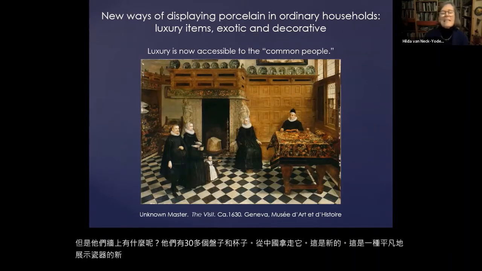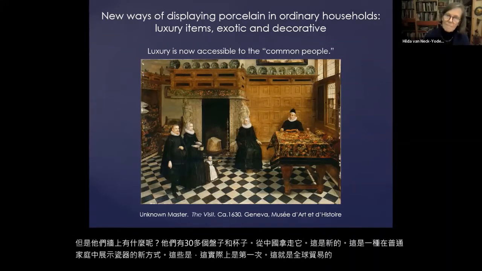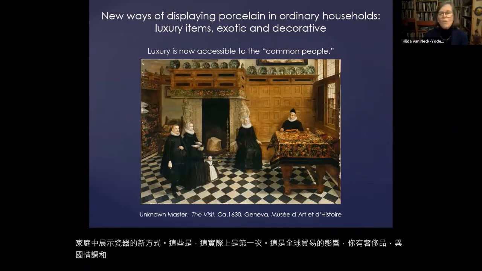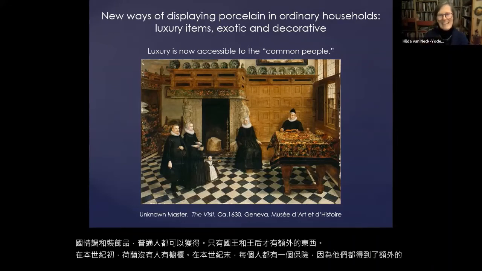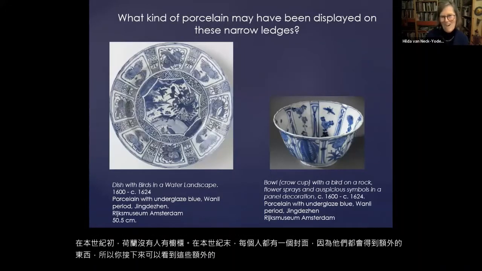This is actually for the first time the effect of global trade, that you have luxury items, exotic and decorative, that are accessible to common people. Only kings and queens have extra stuff. In the beginning of the century, nobody had a cupboard in Holland. At the end of the century, everybody has a cupboard because they all get extra stuff. And so you can see this extra stuff. Next slide, please. What did they have on those ledges?